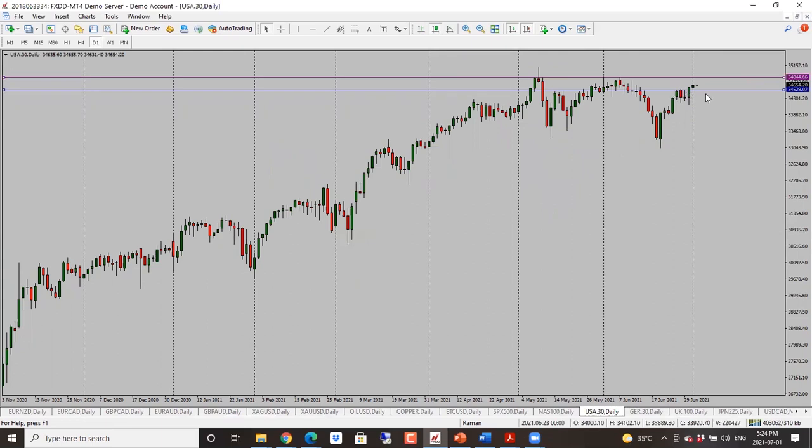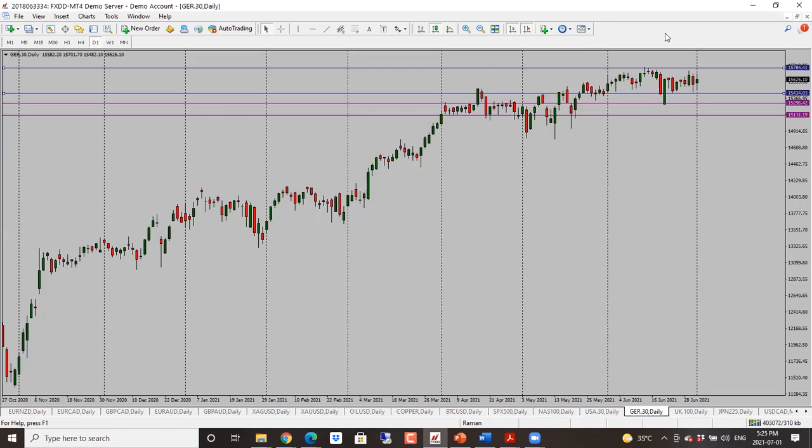Dow Jones here, it's still holding above the previous support resistance level here. And if it continues to do so, we are looking for a further move higher here. 34,850 is the target.